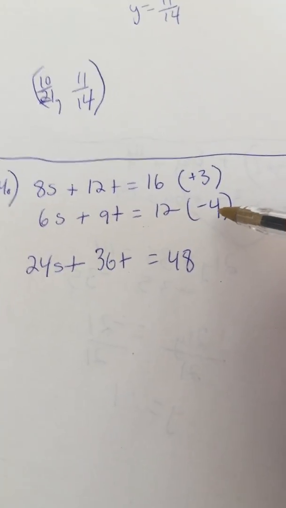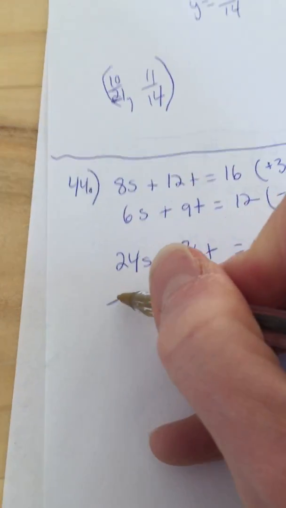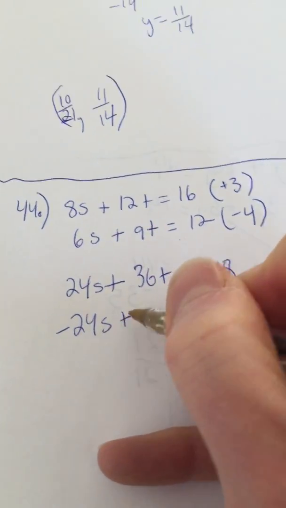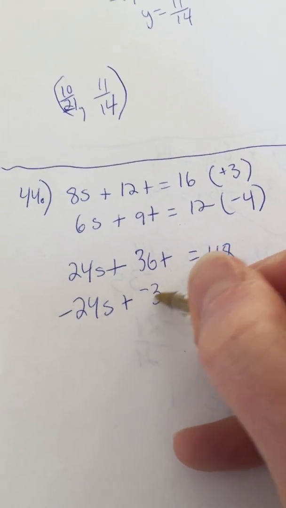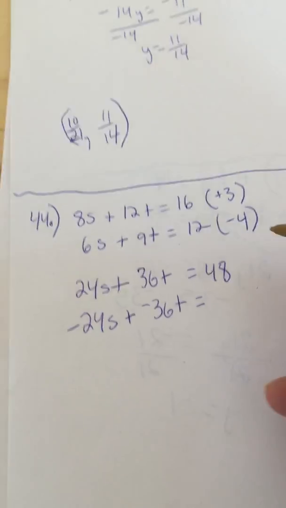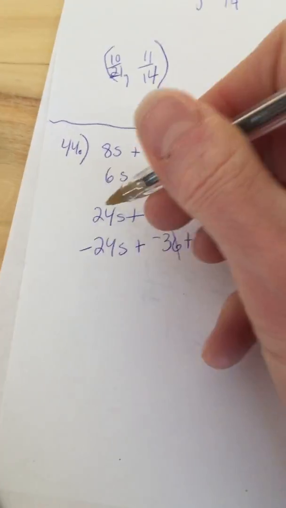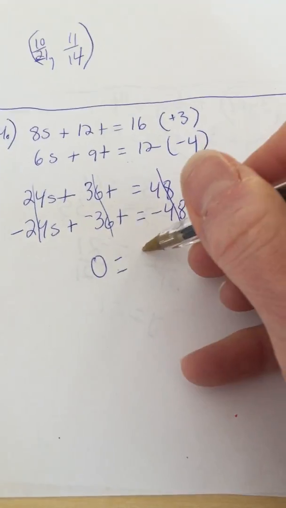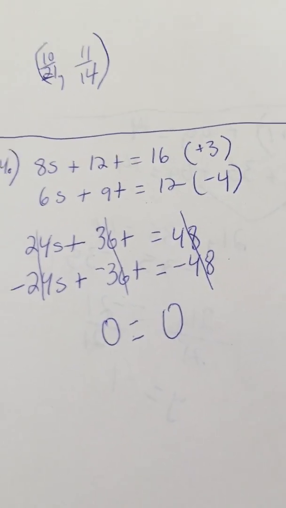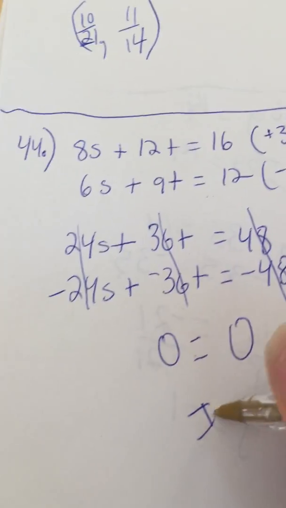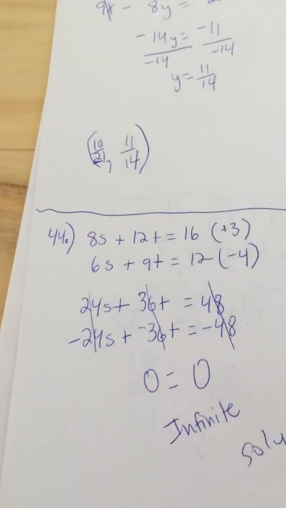Okay. And now the same thing, negative 4 times this 6 is going to give me negative 24s. Negative 4 times 9 is a negative 36t. And then this is going to be a negative 48. And so what happens here is this cancels, and this cancels. And so on this side, we have 0 equals 0, which is true. And so that means that it has infinite solutions. So there you have it. Thanks for listening.